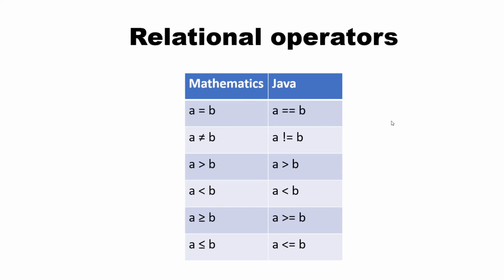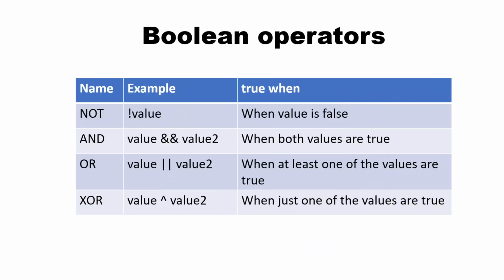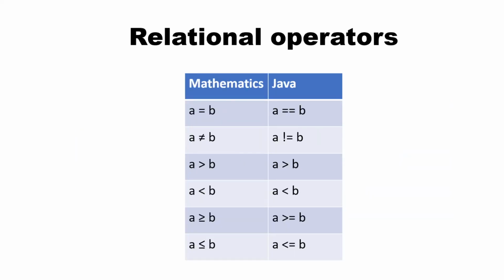Hey, it's a software engineering student here, and today we're going to be talking about relational operators and Boolean operators. But let's first talk about the relational operators. So first of all, as in mathematics, we have some different kinds of signs that determine the relationship between values.